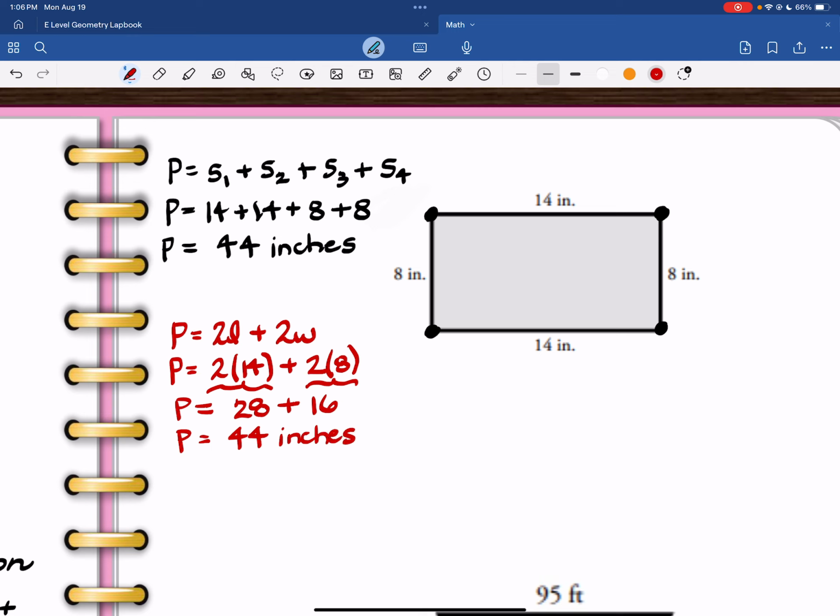So either way, you can get the answer. When I was learning this, I liked the bottom way because I like to put the big sides together. That would be those two. Put those two together, and then these two, and then combine them. But you can do it however you prefer.